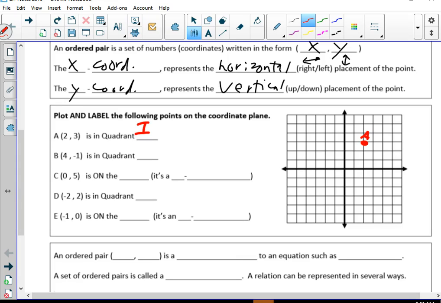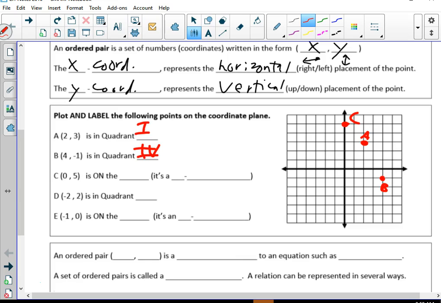4, negative 1. 1, 2, 3, 4. Negative 1 means down. That's B. That's in quadrant 4. 0, 5. Kind of a tricky one. 0 means it doesn't move left or right. It just goes up straight. 1, 2, 3, 4, 5. That's C.